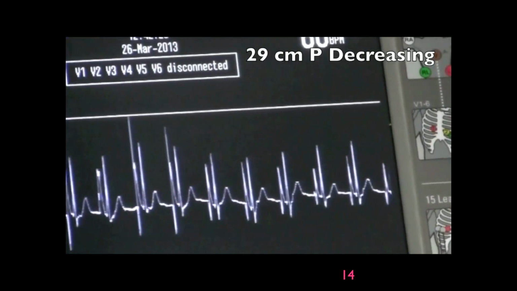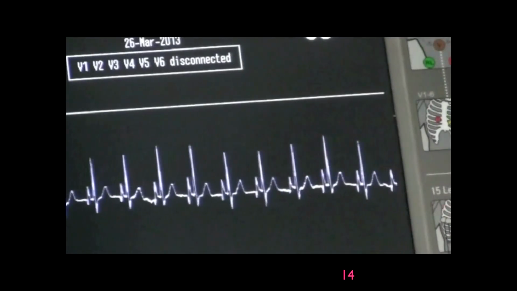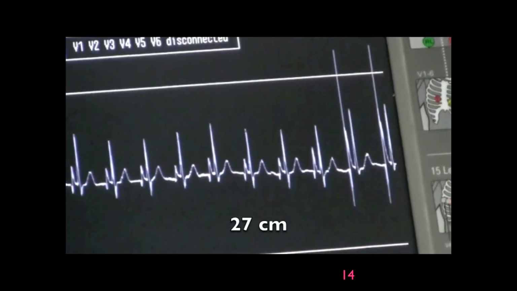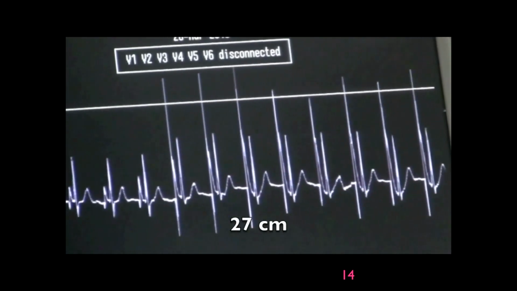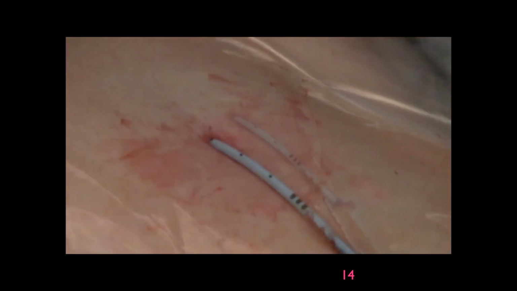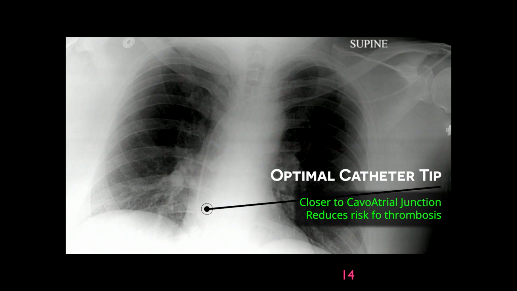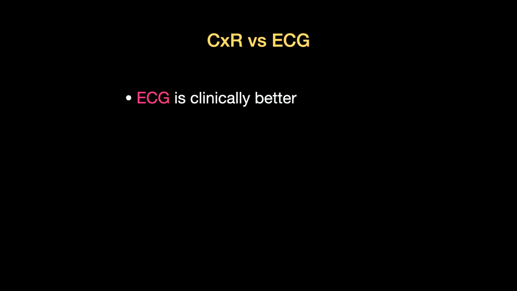Now we're at 29, and now we see a change. The P wave is not as large as it was at 28 centimeters. It's still a negative spike. We're going to pull back out to the 27, which coincided with our measurement. 27 centimeters to the SA node, and we're going to get the chest X-ray in this position. And you can see I'm down here, right near what I would consider to be the cavoatrial junction on that read.